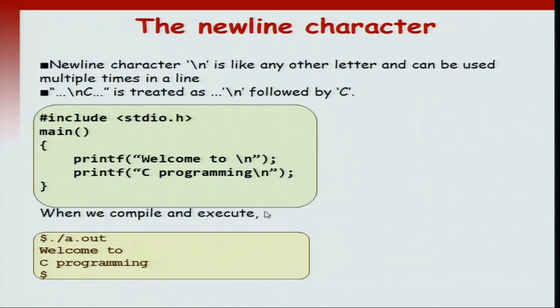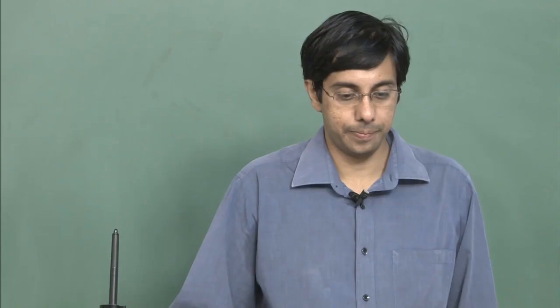When we compile and execute, we will see something new. When we run this as ./a.out, it will print welcome to, and then the next thing to print is a \n, which is a new line. So, printing will start from the next line, and then it will print the next message, which is C programming. It will print that followed by a new line. So, the prompt will appear on the line afterwards. A new line character is something that is used to make your output messages a little prettier.